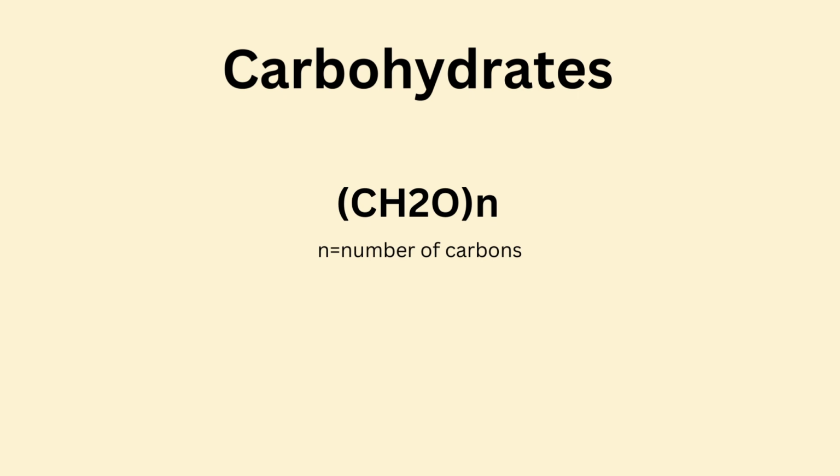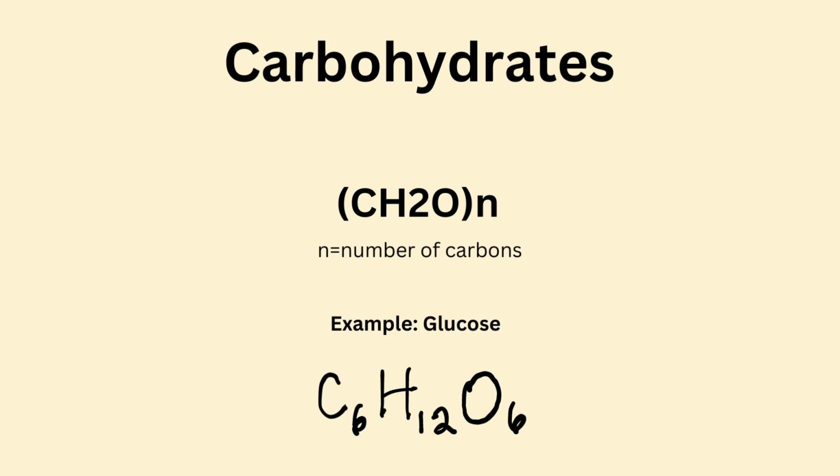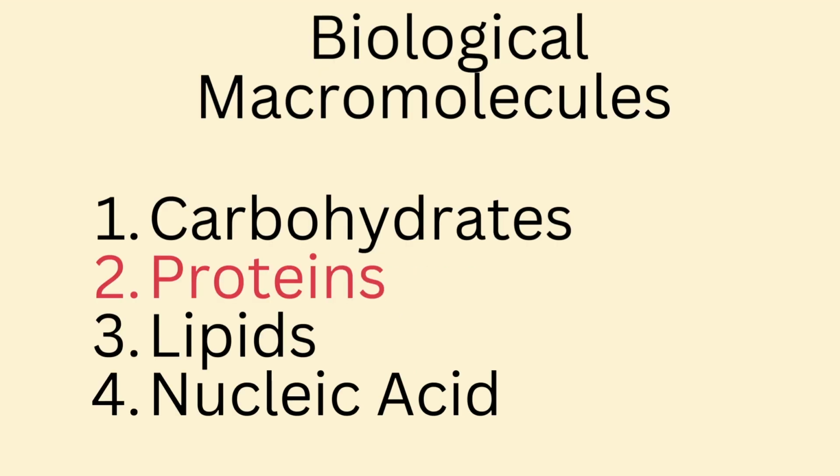Carbohydrates have the formula (CH2O)n, where n is the number of carbon atoms. For example, glucose is C6H12O6. It has 6 carbon atoms, 12 hydrogen atoms, and 6 oxygen atoms.